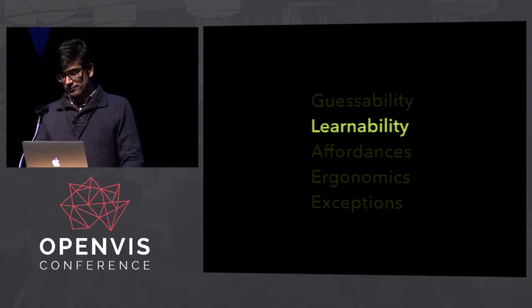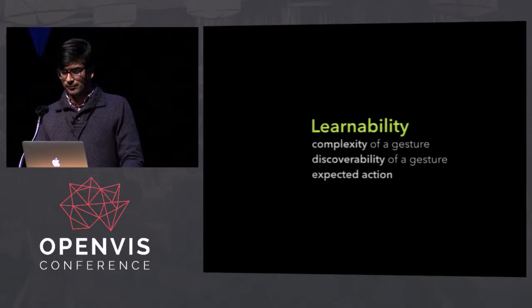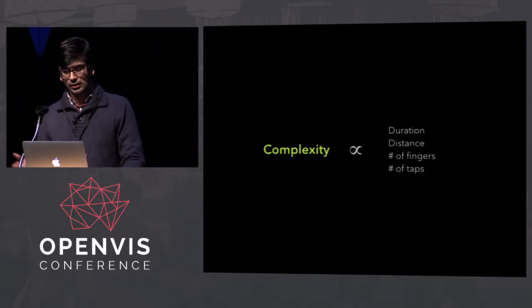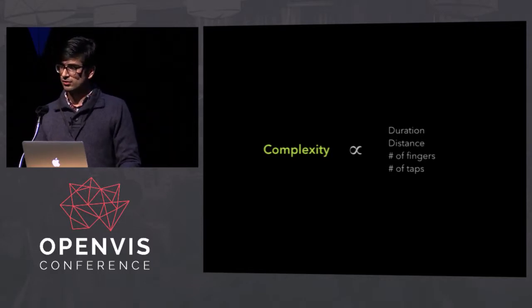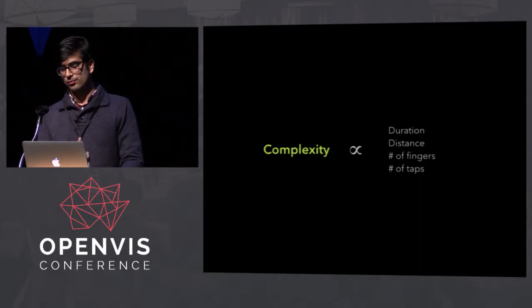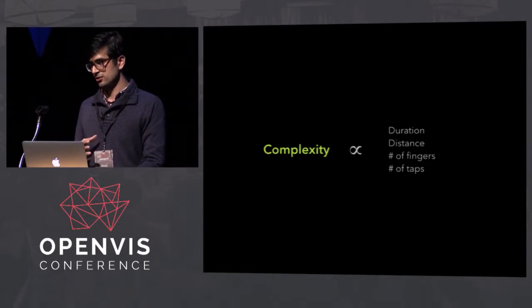A different part of the same conversation is about the learnability of gestures. That's easier to talk about in three parts: complexity, discoverability, and the expected action. The complexity of a gesture that you might use in the system depends on four things: the duration, how long it takes a user to perform an action; the distance the user needs to travel to perform an action; the number of fingers they're using for that action; and the number of taps required. In no particular order, the more these values increase, the more complex the gesture gets for the user to perform.